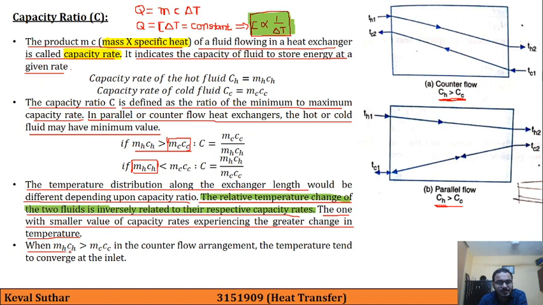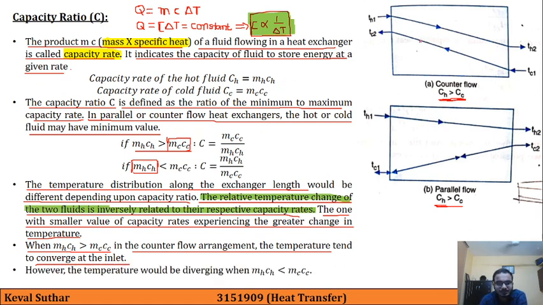When MHCH is greater than MCCC, that is in the counter flow arrangement, as you can see, the temperatures tend to converge at inlet, as it can be seen here that they are converging. However, the temperature would be diverging when MHCH is less than MCCC, which is not shown in this figure. So in the reverse case it will be diverging.